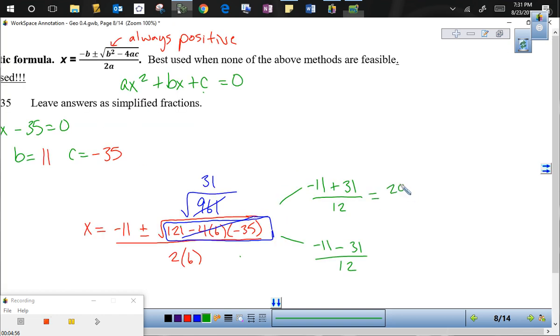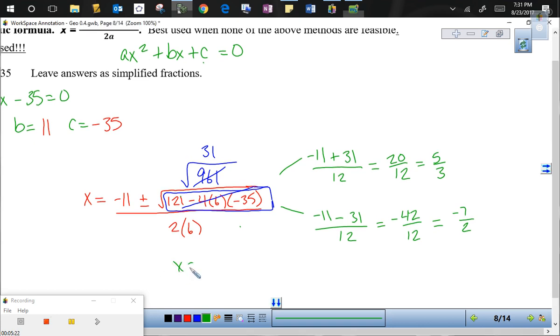We've got a 20 over 12. 4 goes into each of those, so that simplifies to 5 over 3. On the second one, we've got negative 42 over 12. And a 6 goes into both of those. Goes in 7 times up top, so negative 7, and then goes twice in the bottom. So we've got two answers, 5/3 and negative 7/2. Okay, remember guys, we like fractions better here because we can see they're exact. If you're going to have a decimal, make sure you don't round there.